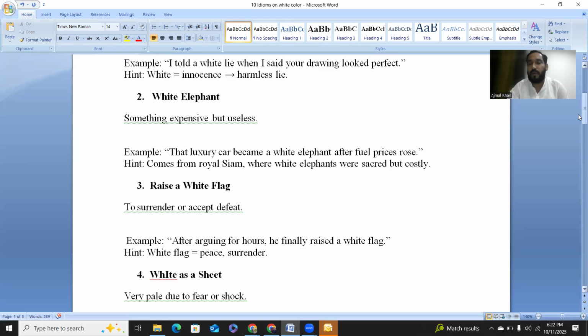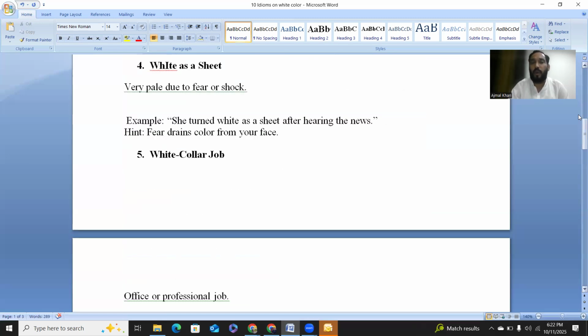And then the fourth idiom on white color is white as a sheet. It means very pale due to fear or shock. When a person becomes shocked out of fear and his face turns pale, we can say that person is as white as a sheet.